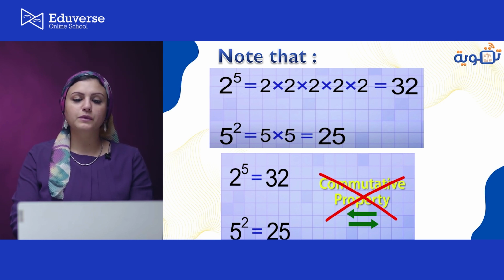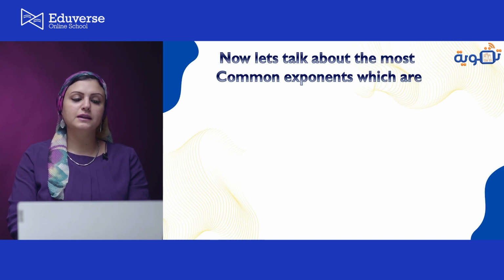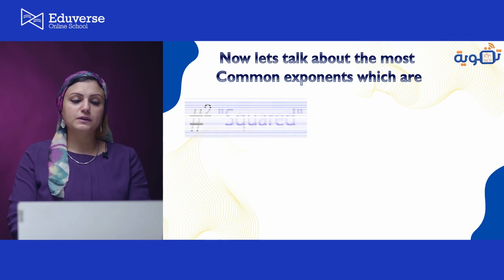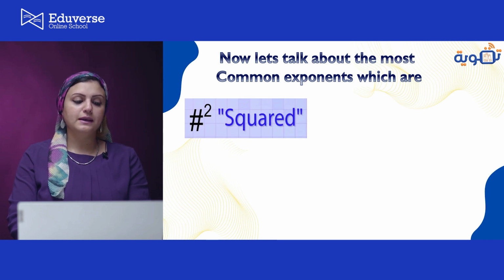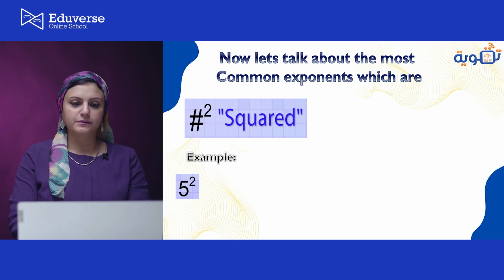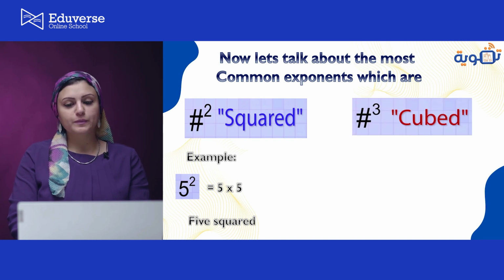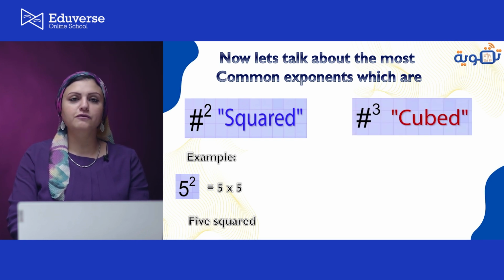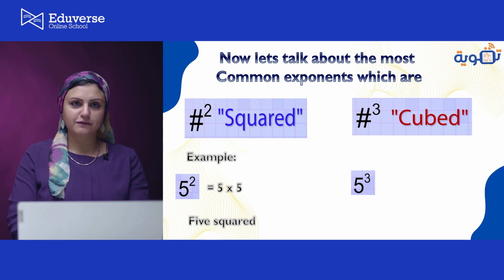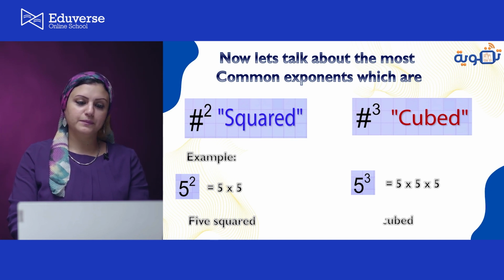Now, let's talk about the most common exponents. The number to the 2nd power is called squared. So, for example, if I have 5 power 2, it equals 5 multiply 5. I can read it as 5 squared. The other common exponent here is the number to the 3rd power, which means cubed. So, for example, if I have 5 power 3, it equals 5 multiply 5 multiply 5. I can read it as 5 cubed. This is most common.